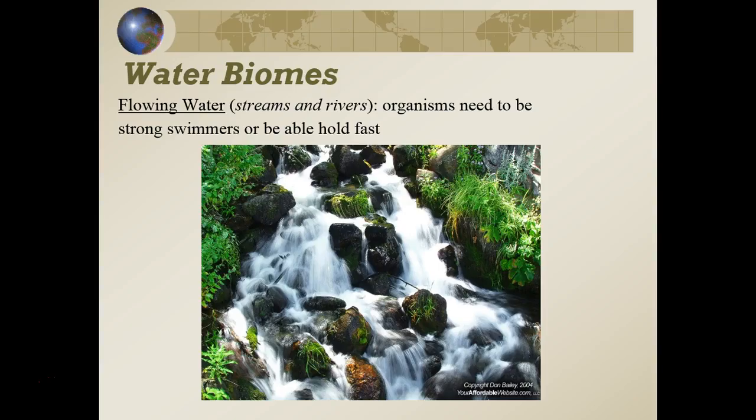Now we're jumping into the water biomes. It says flowing water, streams, and rivers. Organisms need to be strong swimmers to be able to hold fast. Some of these waters are very powerful based off the energy they create in the current. So these animals or organisms within these streams and rivers have to be quite powerful as well to keep up with the currents.